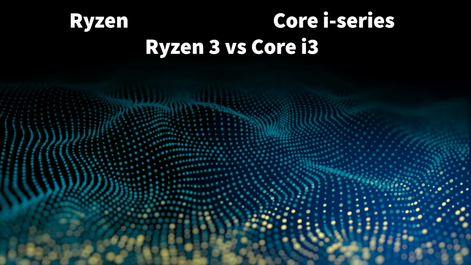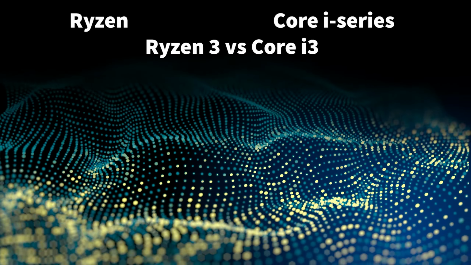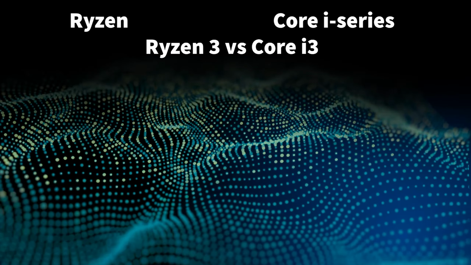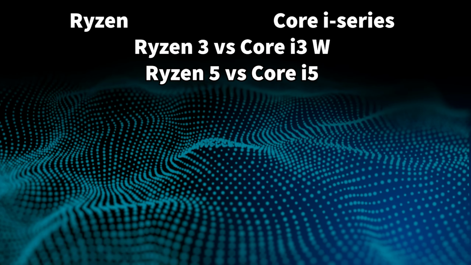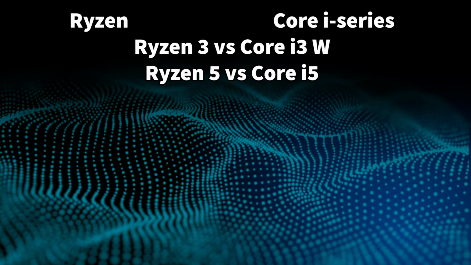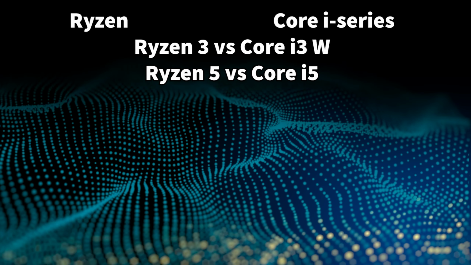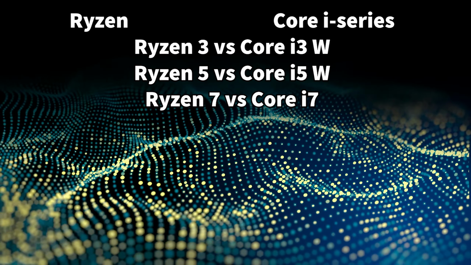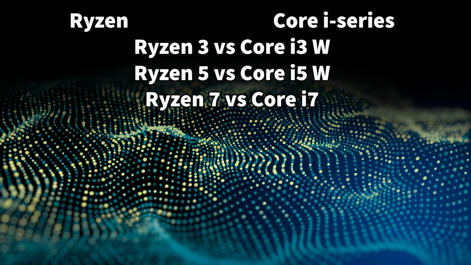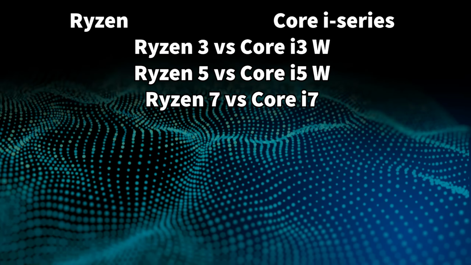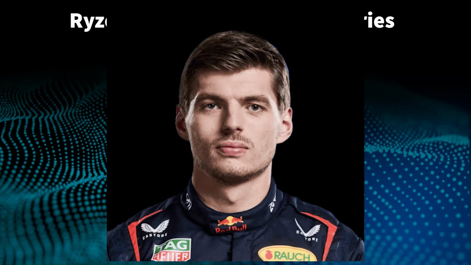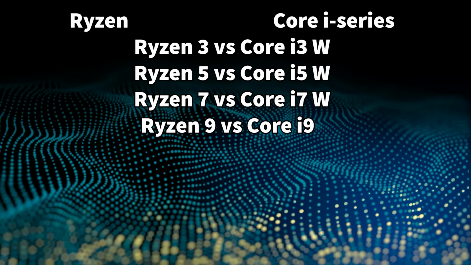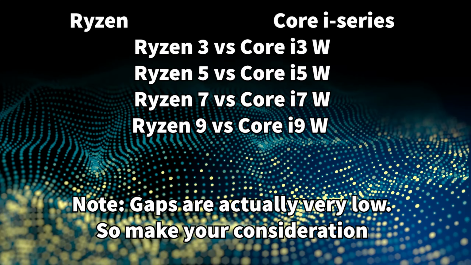Let's compare the Ryzens to the Cores. First, Ryzen 3 Pro 8300G against an Intel Core i3 14100F, and we see that the Intel wins. Then Ryzen 5 Pro 8600G against an Intel Core i5 14600KF, and Intel wins again. Let's move on with the Ryzen 7 8700G against a Core i7 14700KF, and Intel does the Max Verstappen strategy and wins again. Final test with an AMD Ryzen 9 8945H against an i9 14900KF, and they did it again.